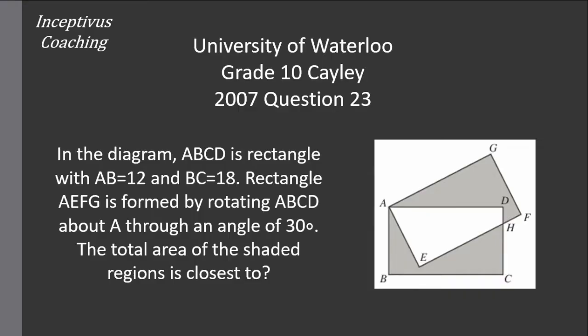Hi guys, today we'll discuss a geometry problem from Waterloo's Grade 10 Cayley contest. This is question number 23 from year 2007. It starts off with a diagram and the question goes: ABCD is a rectangle with AB equal to 12 and BC equal to 18. Rectangle AEFG is formed by rotating ABCD about A through an angle of 30 degrees. What is the total area of the shaded region to 2 decimal places?